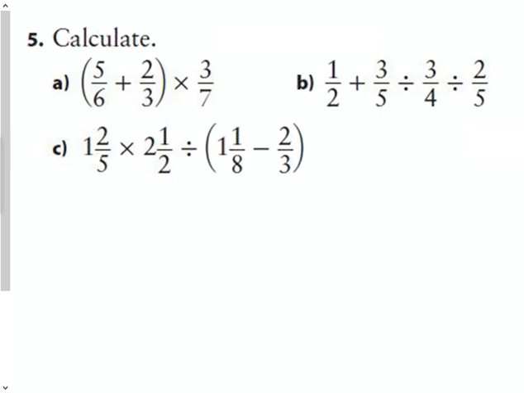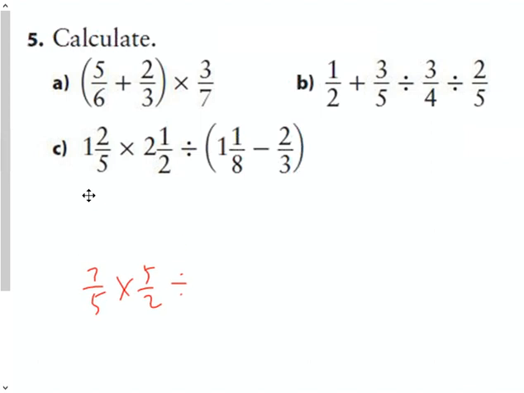And finally, your last question, C. Fairly complicated. 1 2/5 times 2.25 divided by 1 1/8, take away 2/3. So again, before you do any math, just write down the things you're not going to do yet. Now I'm changing the mixed fractions in that step to improper, which is a good form.